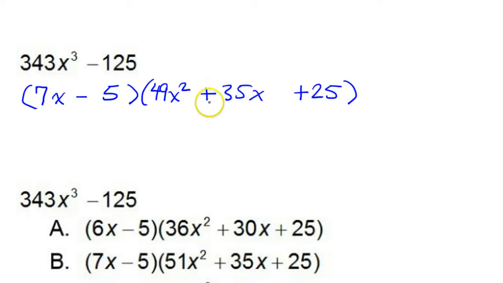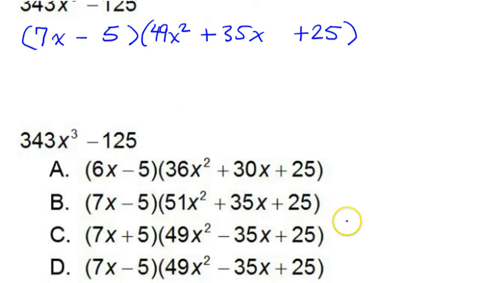Now I put a positive 35 because it's always the opposite sign, and sometimes we use the acronym SOAP to help us remember how the signs go. Compared to the original problem, the first sign is always the same, the second one is always opposite, and the third one is always positive. So SOAP stands for same, opposite, always positive. Anyway, this is the answer.